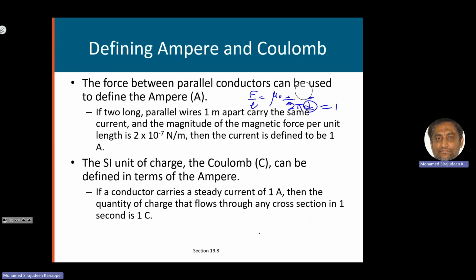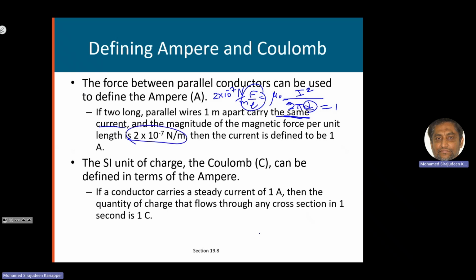Then you send the same current through both of them. So there is no need to put I1, I2. I can call it I squared because both are I. That's important. Carry the same current, and you adjust this current, keep it the same. It's very easy to do. Adjust the value of the current such that this is equal to 2 times 10 to the power minus 7 Newton per meter.